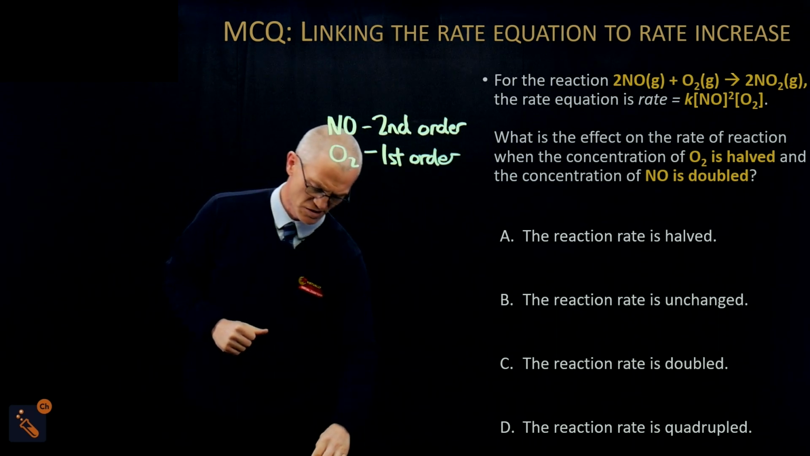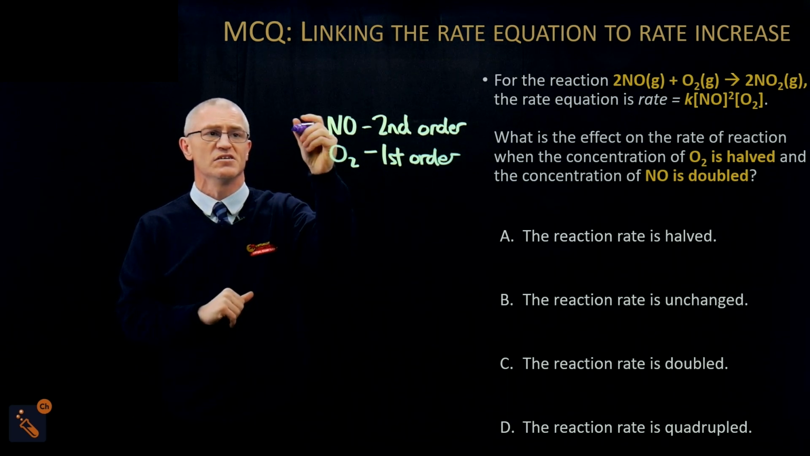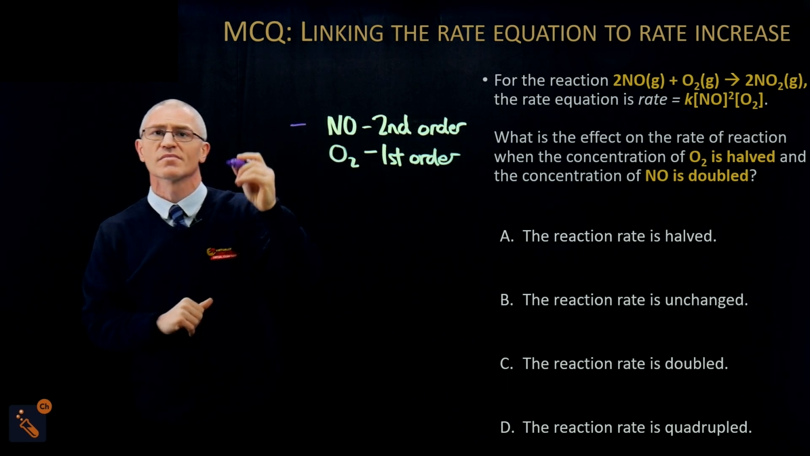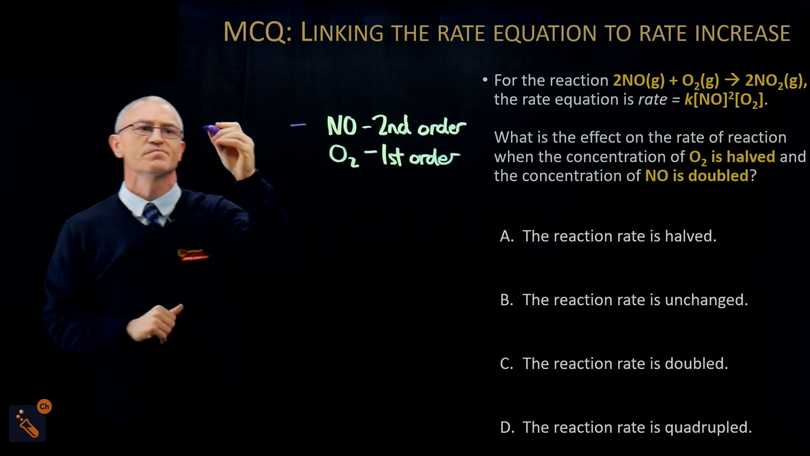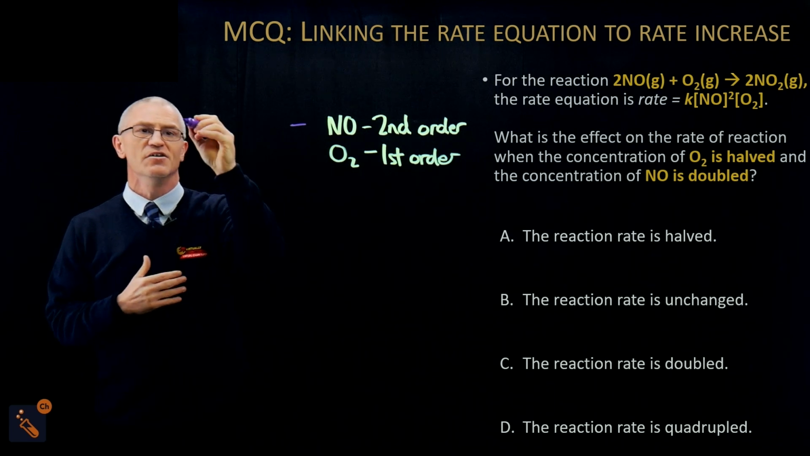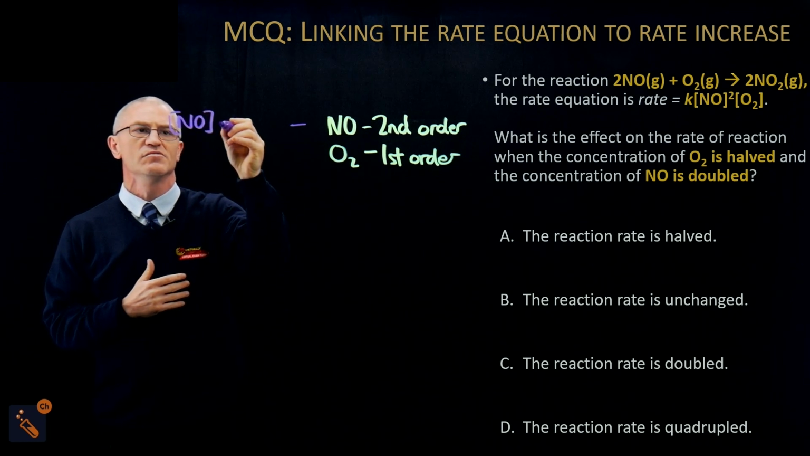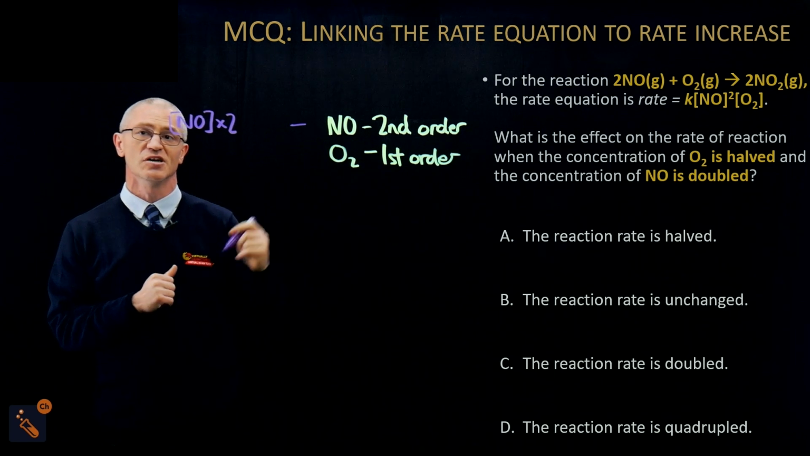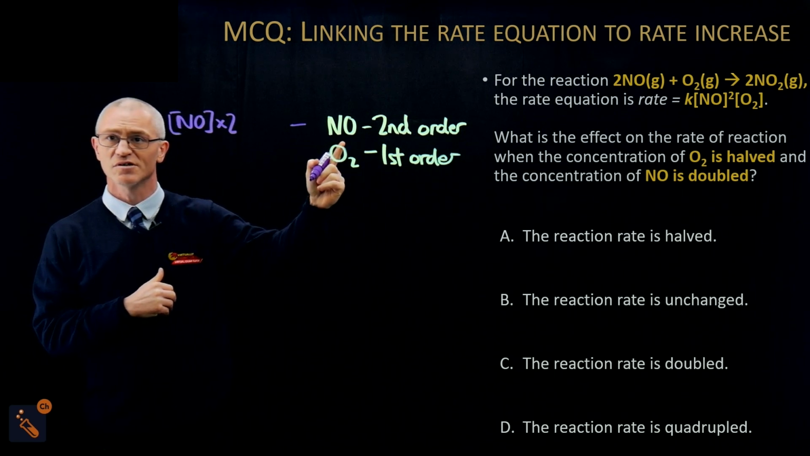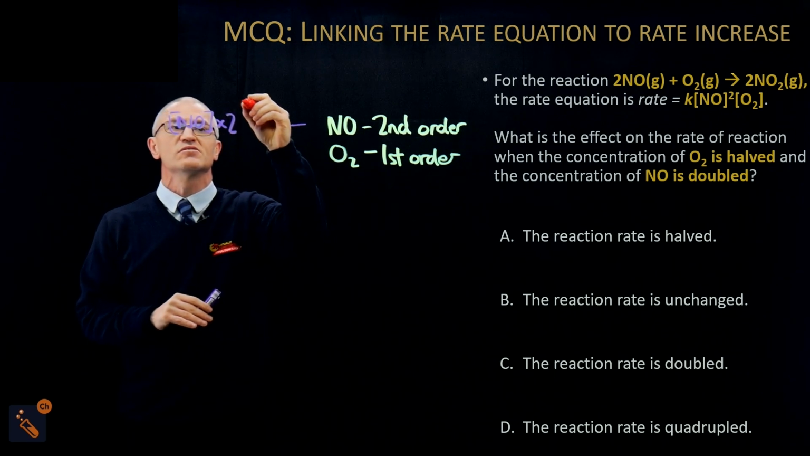changes would be. So if I'm looking at that, second order means that, for example, we know that the O2 is halved and the NO is doubled. So the NO is doubled. So that means the concentration of the NO is times by 2, because we know the NO is doubled, we know it's second order. So what do we think is going to happen to the rate?